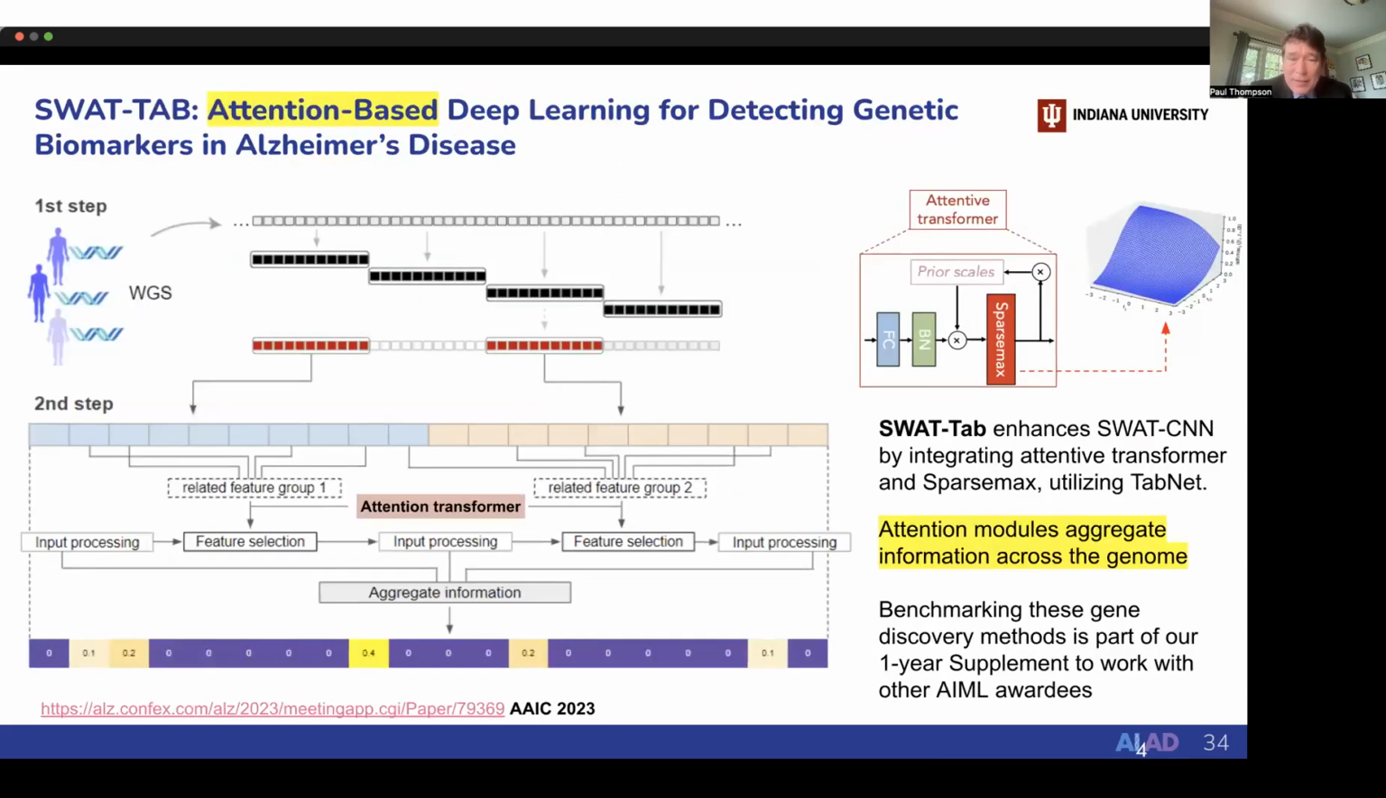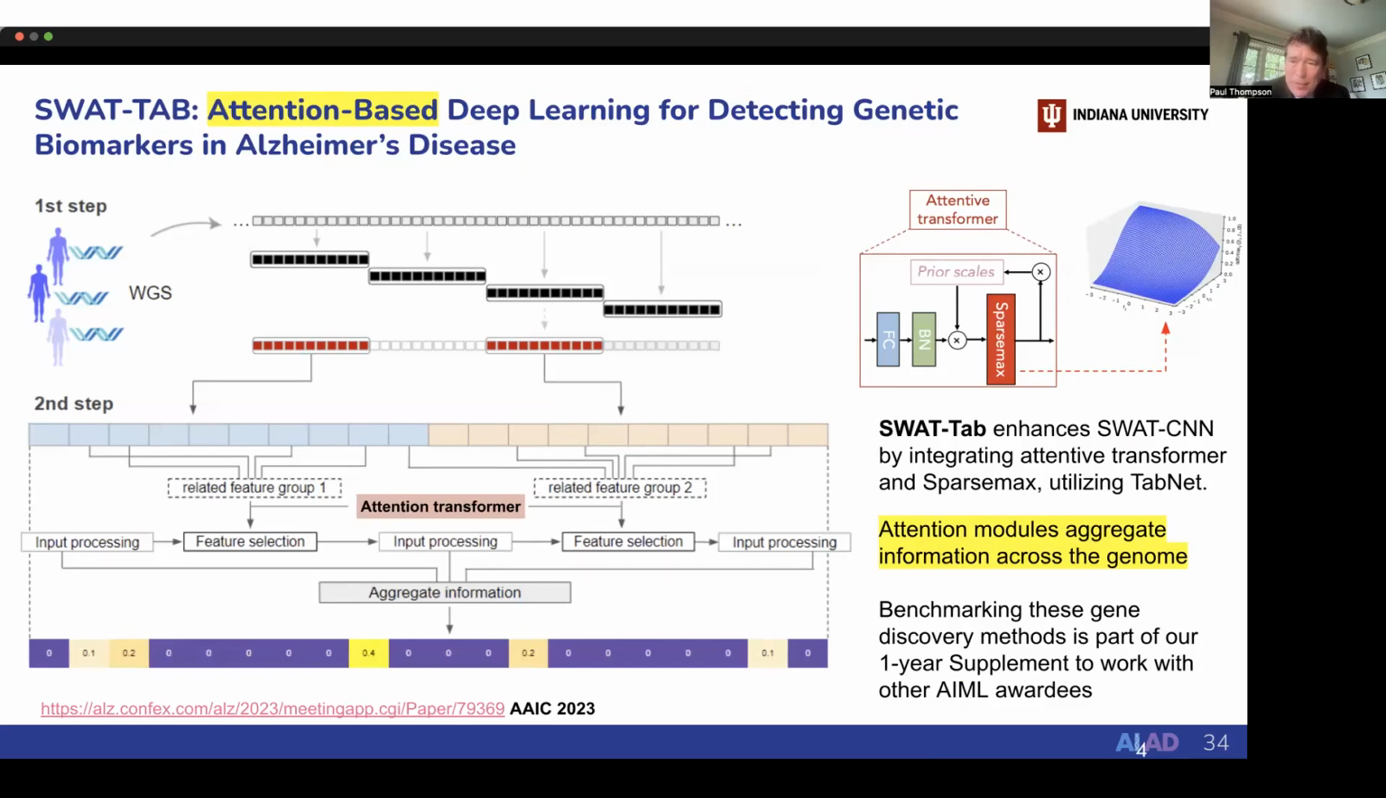This can also be extended using a transformer module. Attention-based deep learning can detect genetic motifs linked to Alzheimer's. The difference here is that attention allows the aggregation of information across the genome when you're trying to make a prediction of Alzheimer's disease.